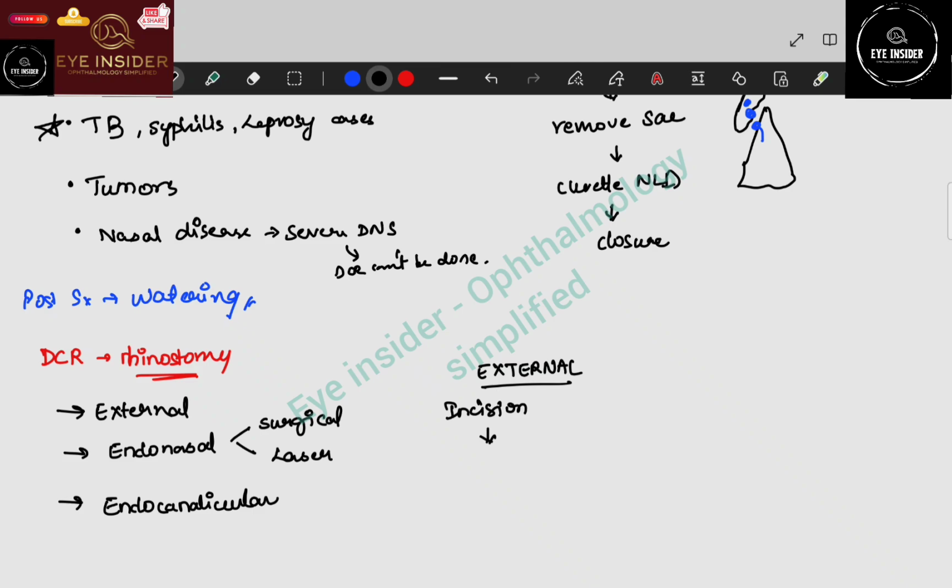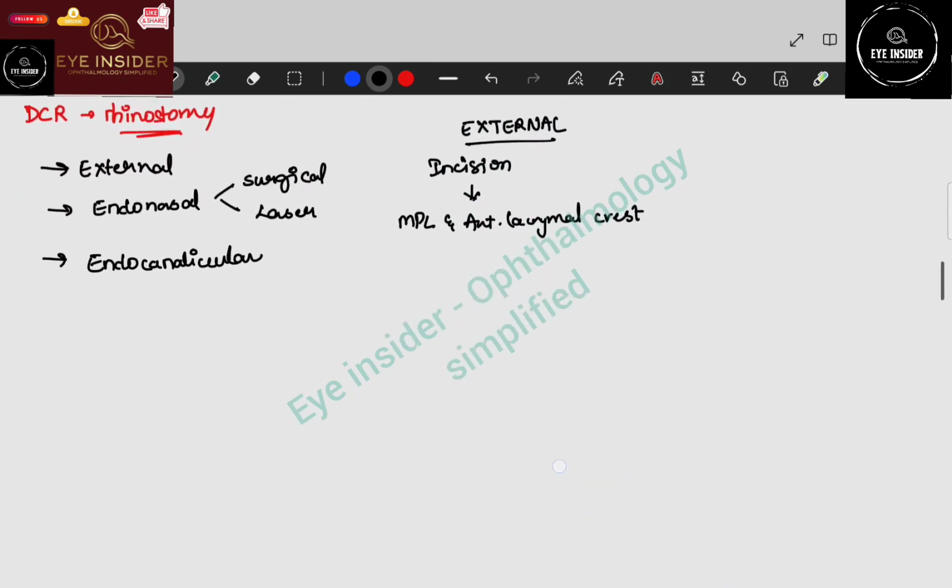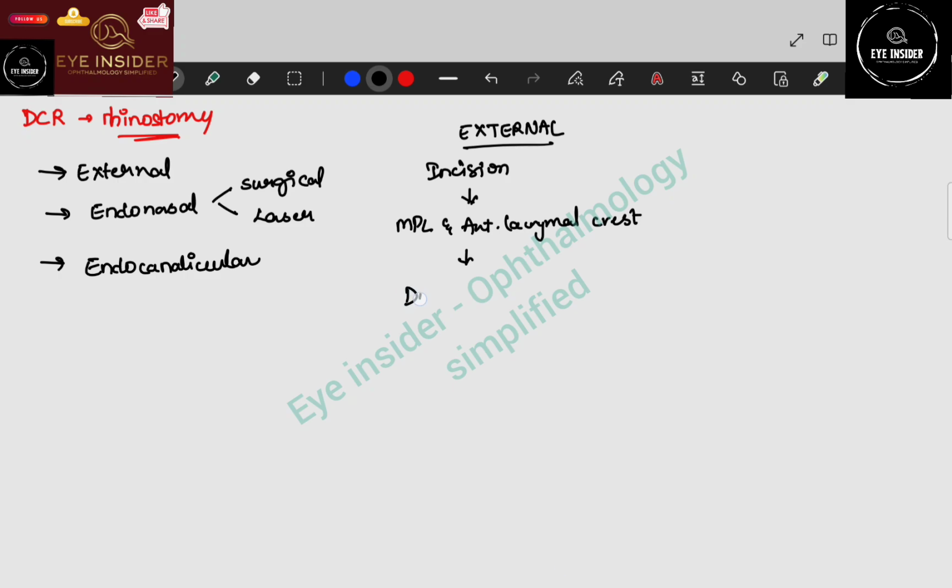So we give an incision, and after giving the incision, the medial palpebral ligament and anterior lacrimal crest are identified. Then we will dissect the lacrimal sac from the lacrimal fossa. After that, the nasal mucosa is exposed. So here we have a very important step, that is creation of a bony osteum.